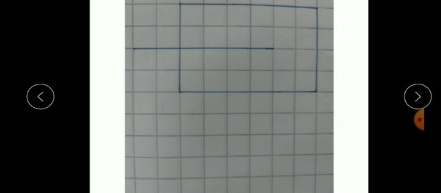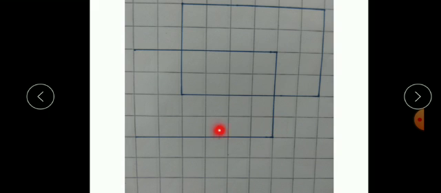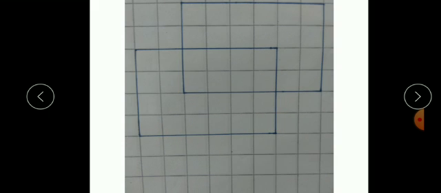Then the next step is, below that rectangle, starting from this point, again draw a horizontal line, then a vertical line, then a horizontal line, again a vertical line. You will get another rectangle. In this way you will get two rectangles. This is the first rectangle and this is the second rectangle.